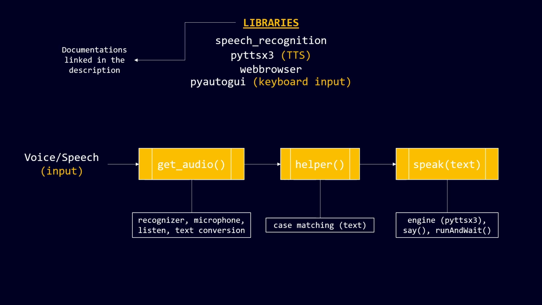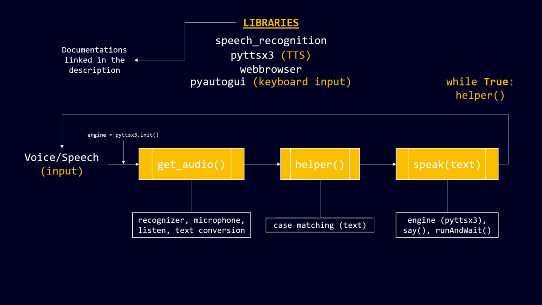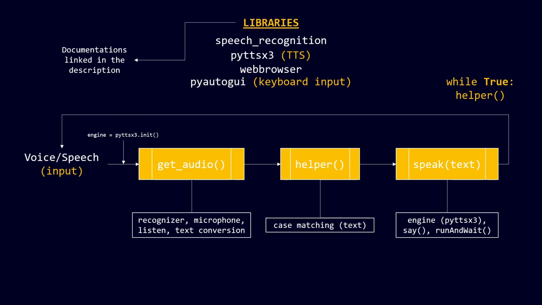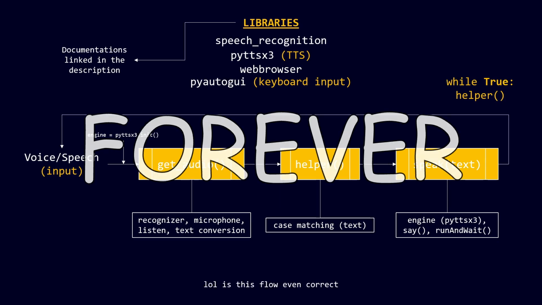Oh, and by the way, we're going to create that engine object right around here, outside of the three functions. Then just slap the helper function inside an infinite loop, and bam, we got ourselves a slave. I mean, a computer that follows instructions forever.